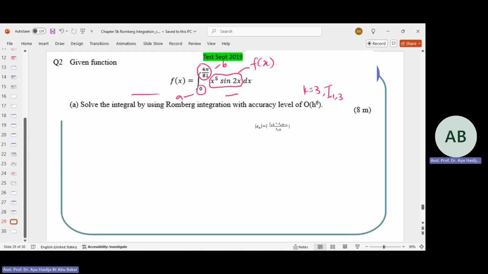I think previous semester, I don't remember which year, the lecturer asked us to go to HD. But your level is up to O(H^6). A lot of calculation. You need to focus on other questions as well.